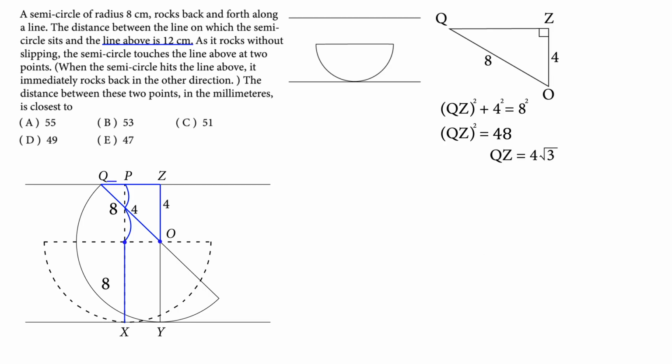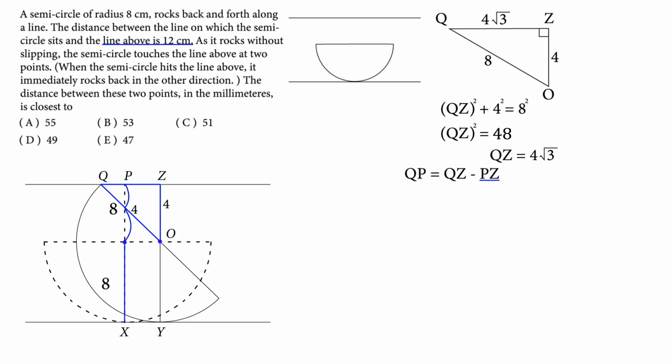Now, we need to figure out QP, the distance from here to here. So how do we do that? Well, we have QZ. If we can figure out the distance from P to Z, then we will be able to solve this question. So QP is going to be equal to QZ minus PZ, like that. So we are now going to try to figure out the value for PZ. Well, QZ we just calculated as 4 root 3.